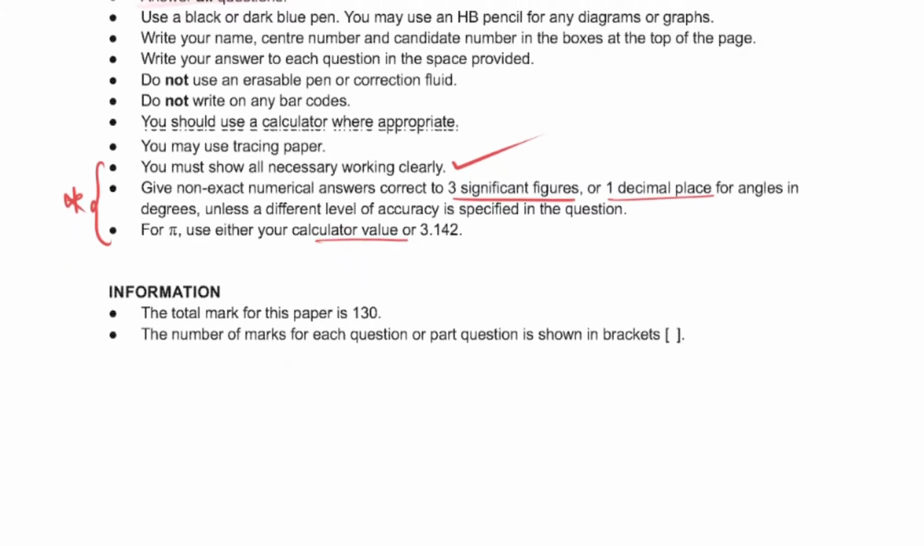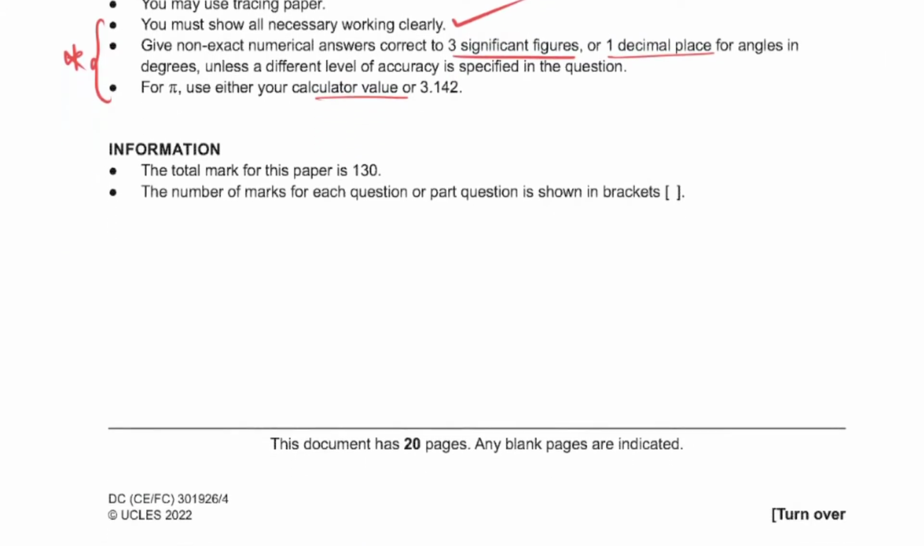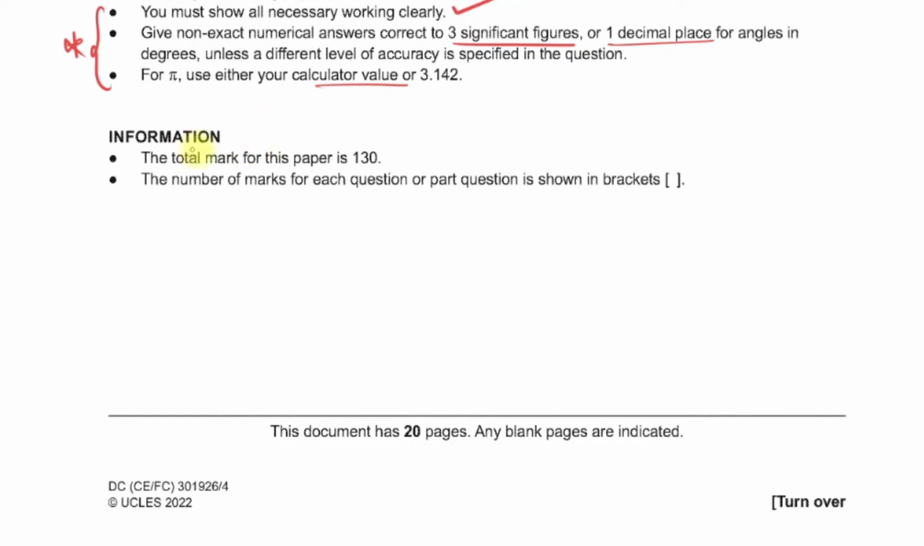And with that, we should be good to launch forth into this particular question, noting that the total mark for this paper is 130, and the mark for each question is shown in the bracket to the question. Now, you need to be quite observant of this, so that sometimes you see some question and maybe you are stuck, but perhaps it's just 1 mark, then you can just gloss over and go to other questions, so that you don't get stuck on that particular question.